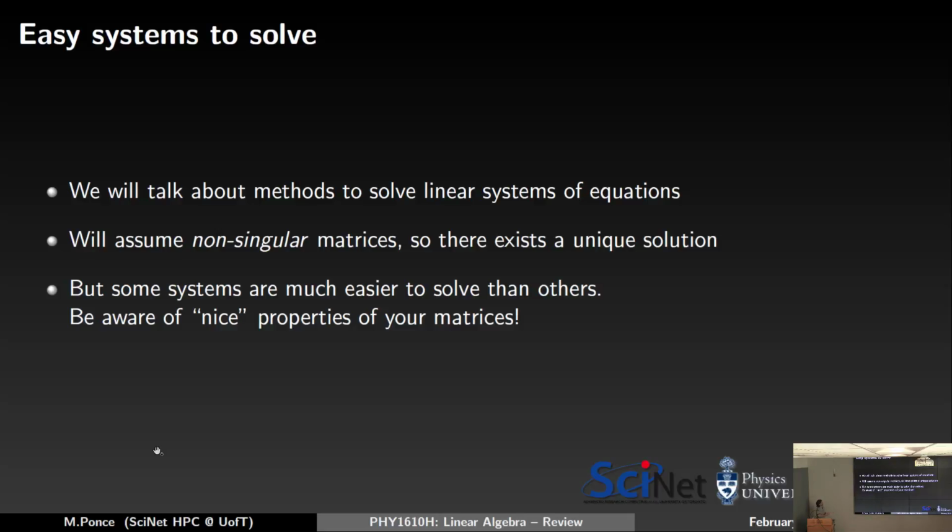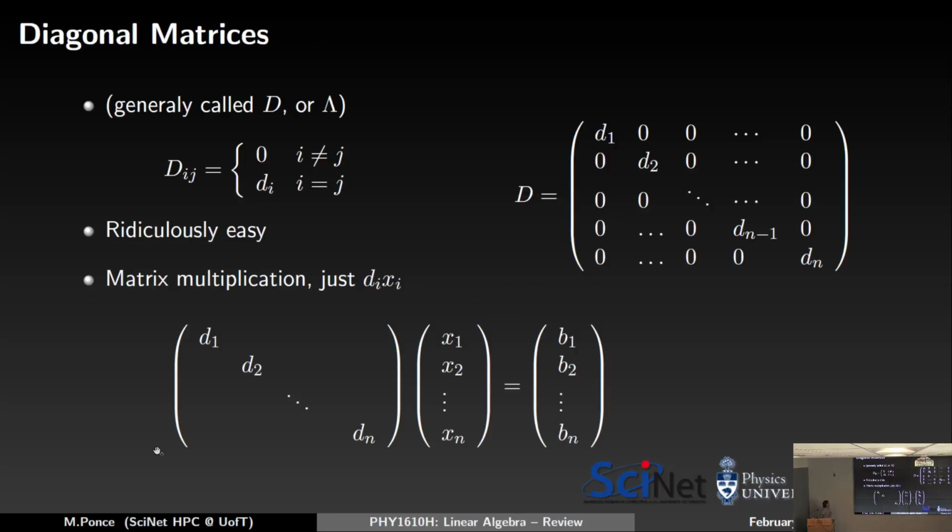So let's take a look at some easy systems to solve. Again, we're going to assume that there are no singular matrices in the sense that all these matrices have a well-behaved inverse. So there exists a unique solution. That's another way to say it. But some systems are much easier to solve if we are aware of the special properties of the matrices that we are dealing with. So let's start by dealing with probably the simplest matrix that we may have. It's a diagonal matrix. Basically, the definition is all the elements in the matrix, with the exception of the diagonal, are 0, and there are only non-zero elements in the diagonal.